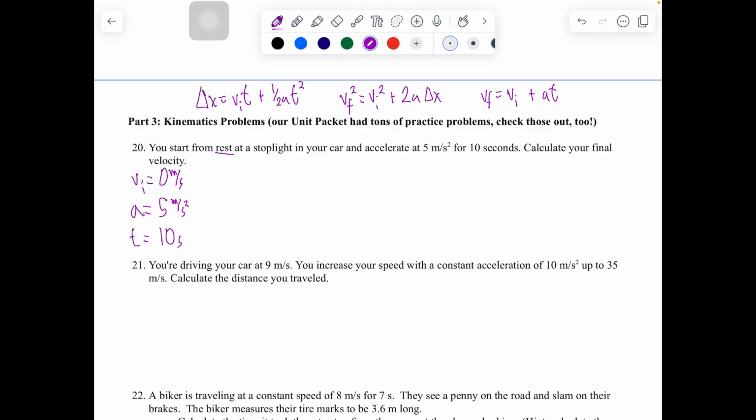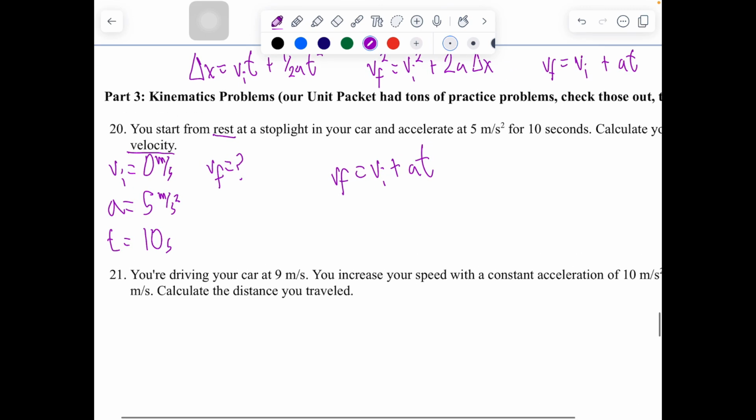Okay, we have our givens. What are we solving for? Well, we're asked to calculate final velocity. So that's something we don't know. We have our 3 givens, we have our unknown. Let's find an equation that has all these variables in it. It looks like our last equation is going to be the one we want to go for. So let's write it out without plugging anything in. Now we can go ahead and substitute in our variables and solve.